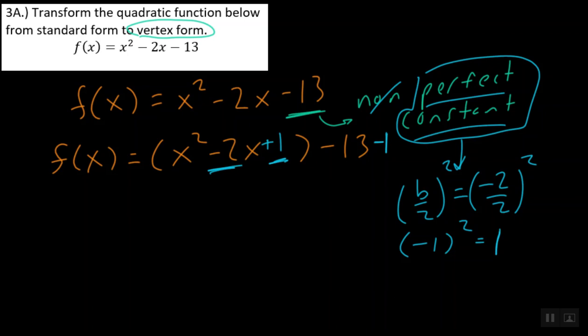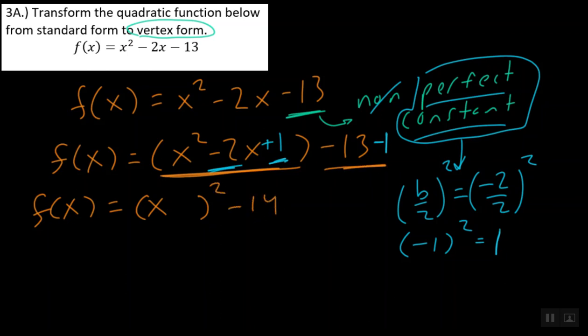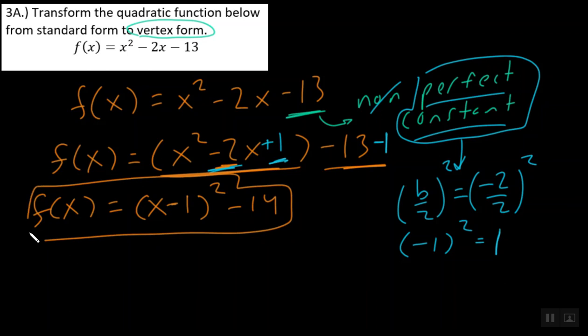Okay, so let's go from left to right. We'll say f of x is equal to two things. One, we're going to transform this into our perfect square, x plus or minus some number squared, and negative 13 minus 1 is negative 14. And here, we just want to say, what is half of our b term? What is half of negative 2? Well, that would be negative 1. And there you go. There is our vertex form.